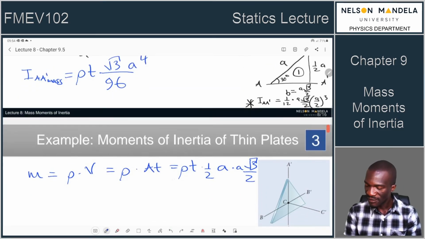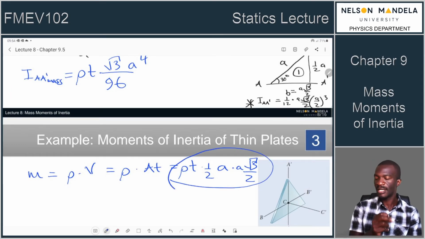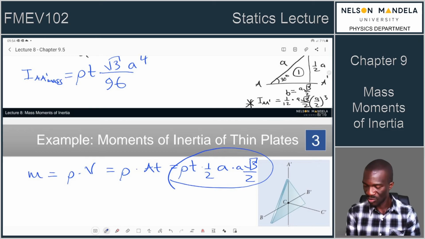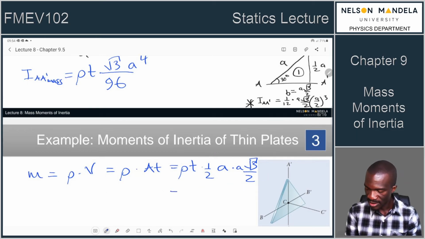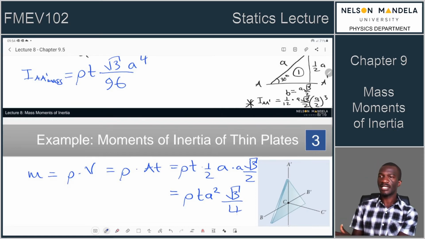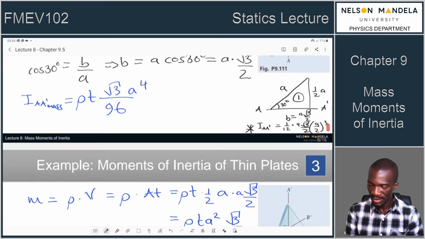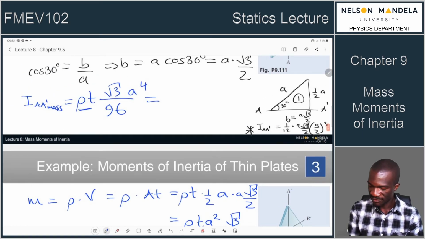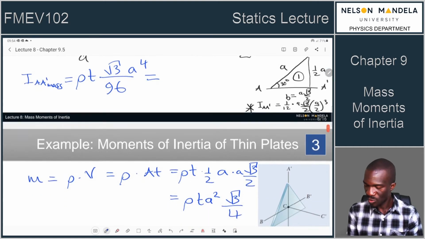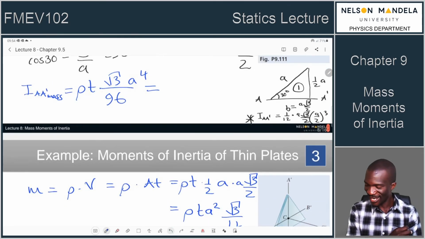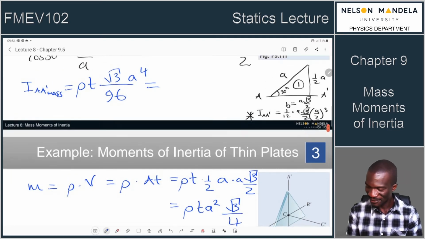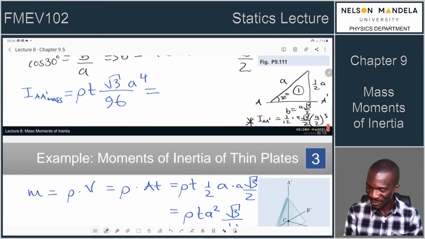In other words, we want to factor out rho t, multiplied by root 3 over 4 A squared. Let's write it this way: rho t A squared, then root 3 over 4. If you factor that out of this equation, you've got your mass. The rho t part and the root 3 can be factored out, and of the A to the 4 we'll remain with an A squared.